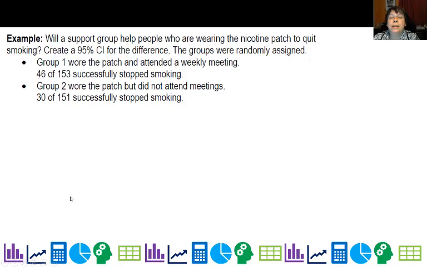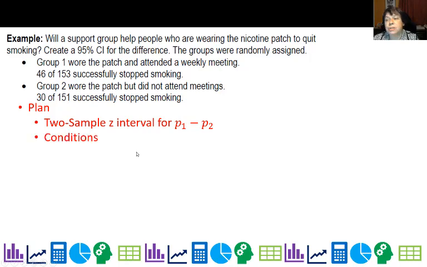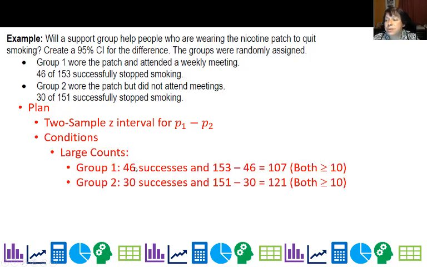Now let's go ahead and start on the plan. First, the method we're going to use is a 2-sample Z interval for P1 minus P2. Now let's check conditions. The large counts condition is met because I have 46 successes out of 153, which means I have 107 failures. Both of those are easily greater than or equal to 10. Same thing for group 2. I've got 30 successes and 121 failures, also greater than or equal to 10.